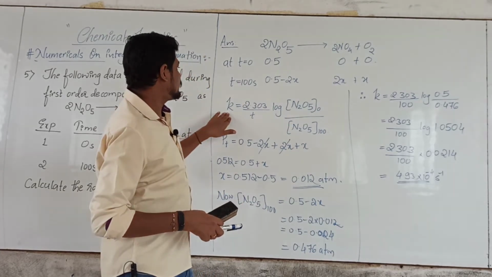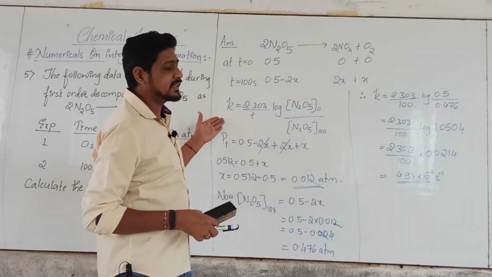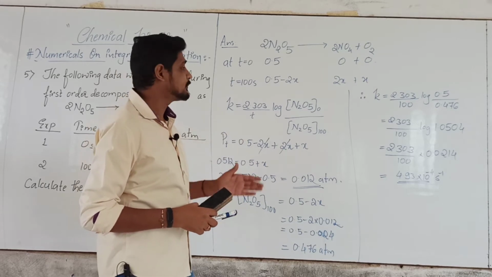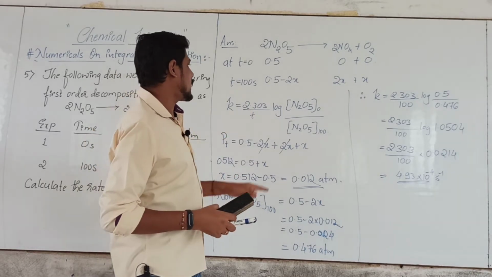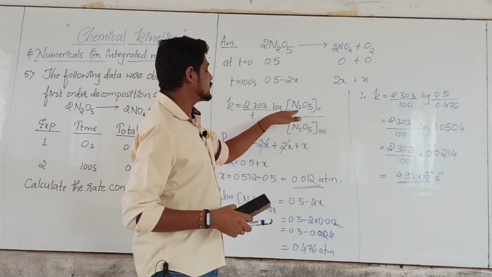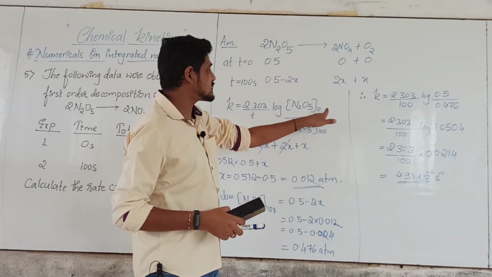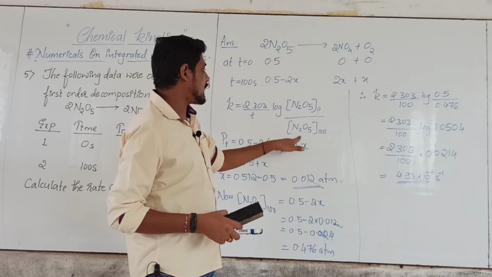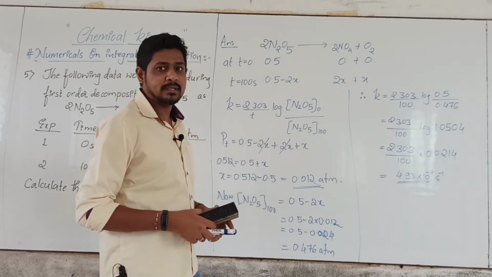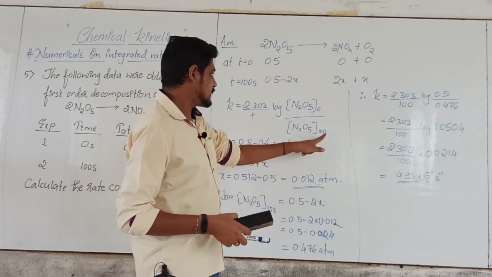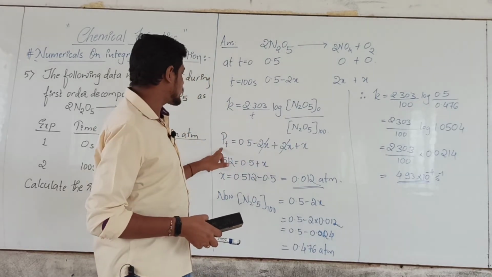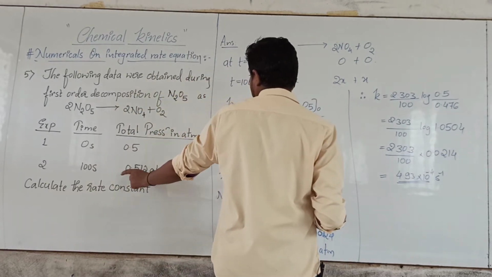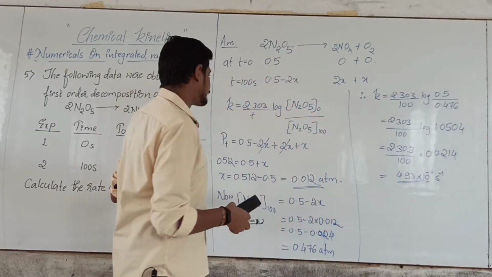Then we know the integrated rate equation for the decomposition of a first order gaseous reaction that I have taken. Here this is the initial concentration, meaning at 0 seconds the concentration of nitrogen pentoxide, divided by the concentration of nitrogen pentoxide at 100 seconds. Now the total pressure at 100 seconds is how much? They have given 0.512 atmospheric pressure.